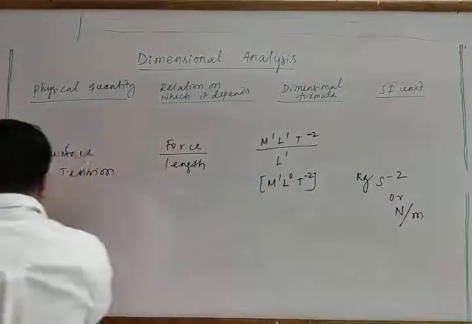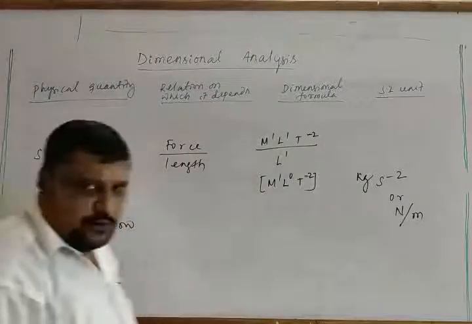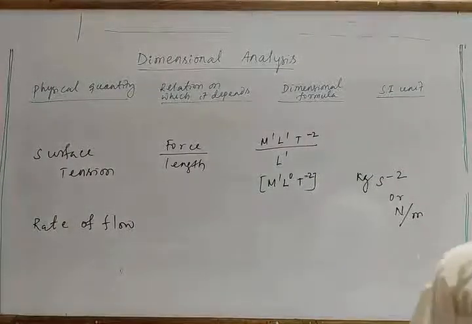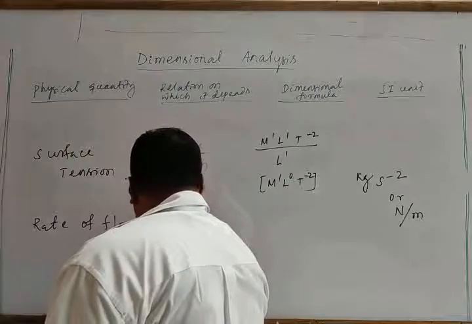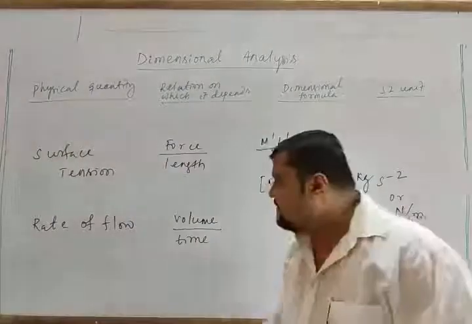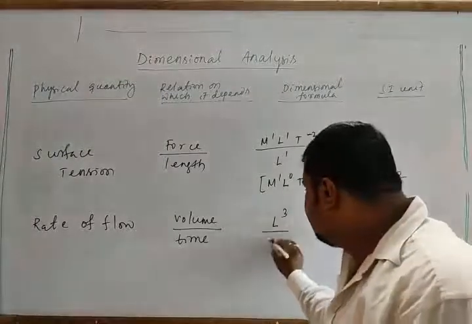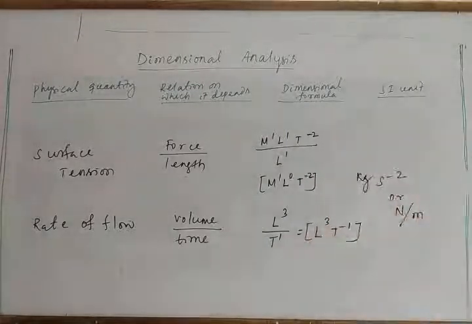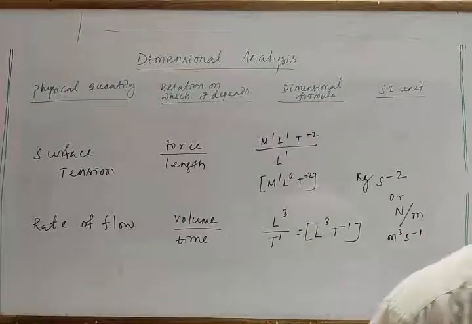Then rate of flow, same fluid. How much fluid is flowing through a volume? How much water is flowing? That is called rate of flow. So how much volume is flowing in a time? That is called the rate of flow. So volume is L3 and time is T1, that is L3 T minus 1. And this is equal to meter cube second minus 1. This is the rate of flow.